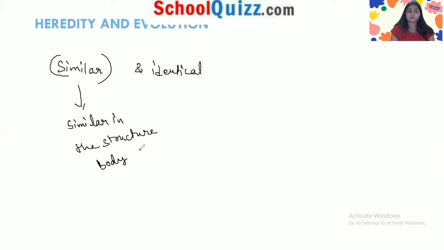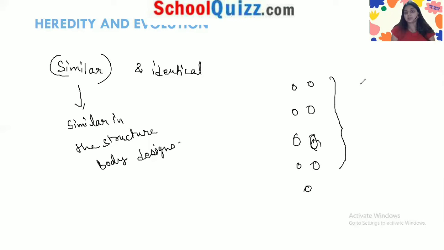Okay, means let's say your parents have two eyes, you also have two eyes, and your parents have two hands, two legs, two ears, one nose. Okay, so you also have all these things. Means your body design is similar to your parents. Your body structure or body design is similar to your parents.